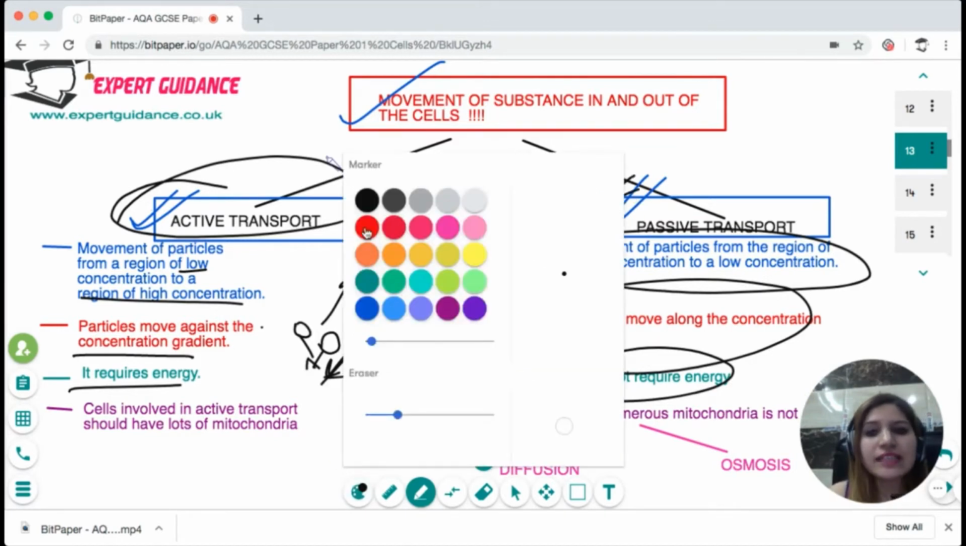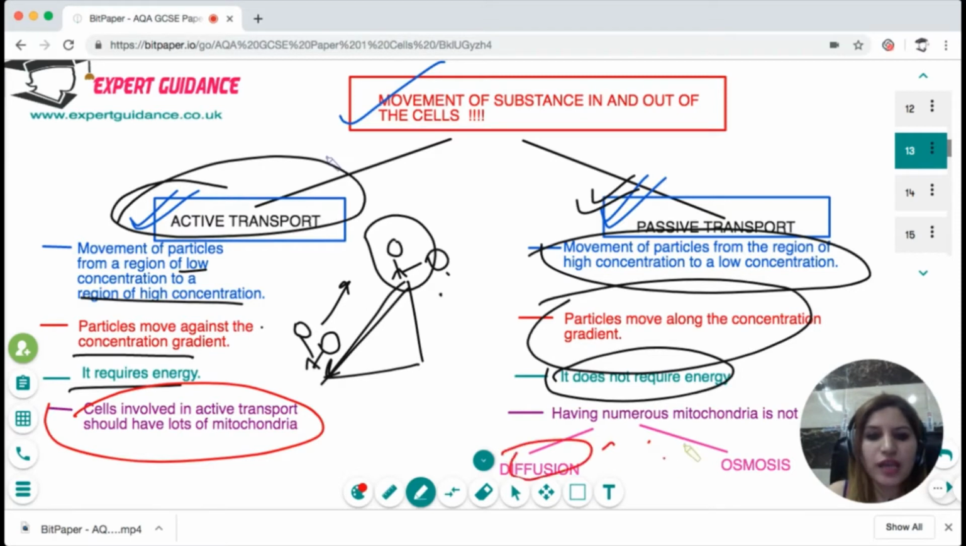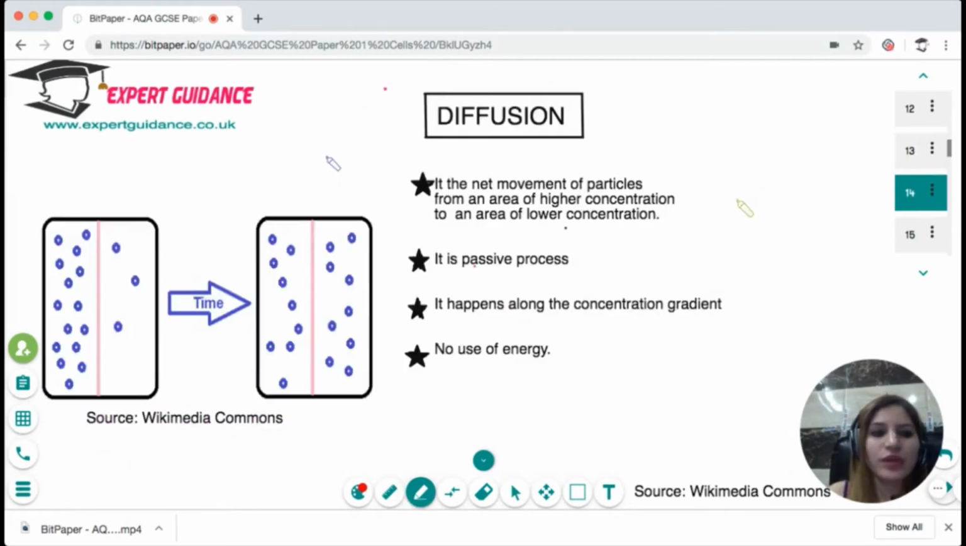Now, since the active transport requires energy, and we know it is the mitochondria that is responsible for making energy for the cell, so the cells which are involved in active transport have loads of mitochondria, and in passive transport, having numerous mitochondria is not a requirement. And the passive transport is of two types, diffusion and osmosis. Now, let us see what is diffusion and what is osmosis.